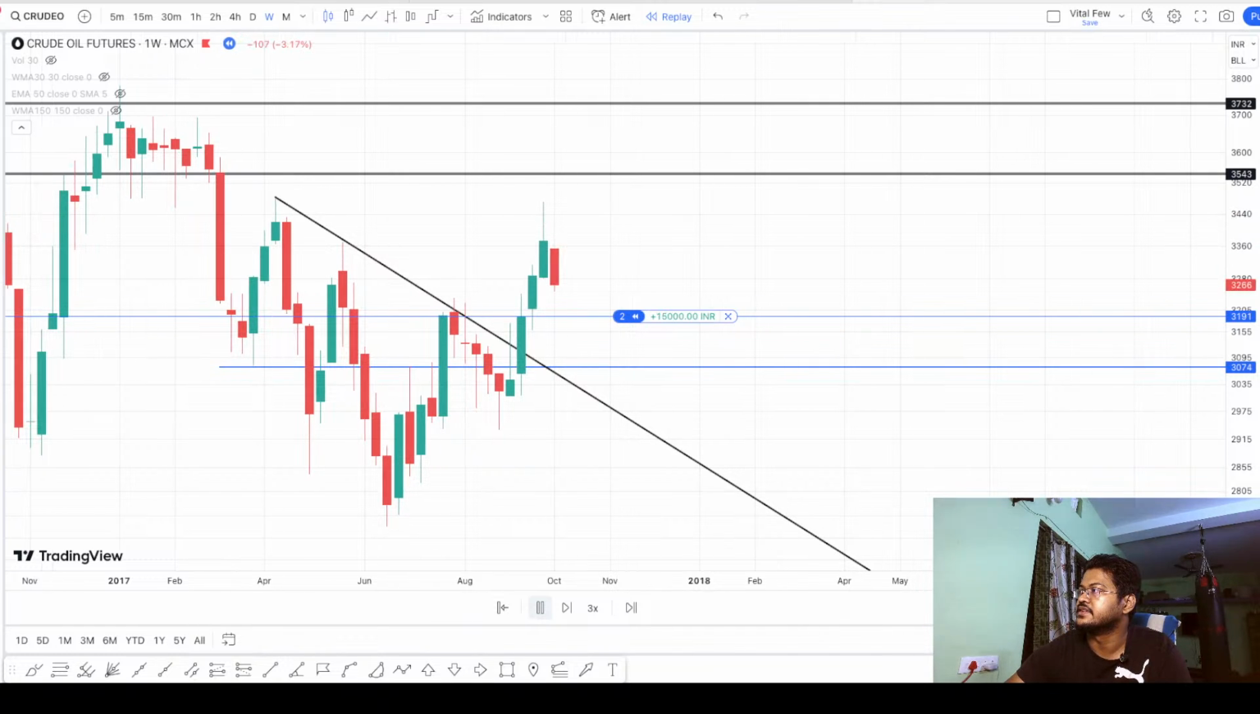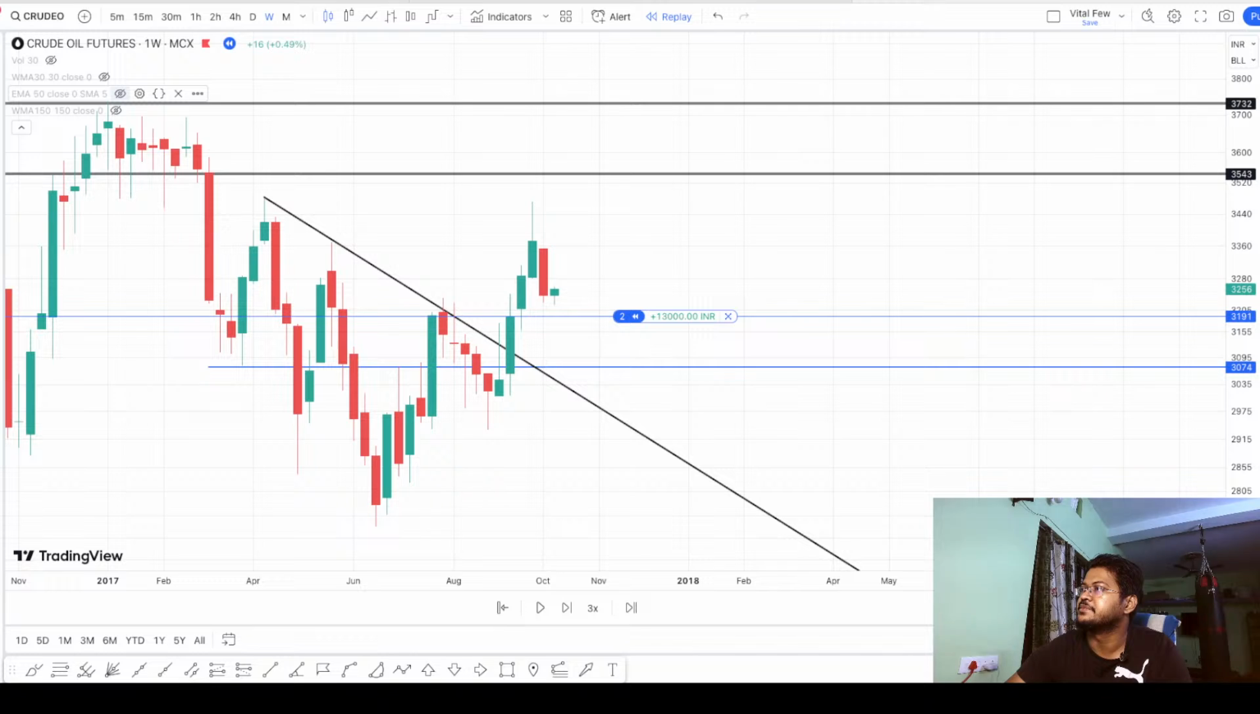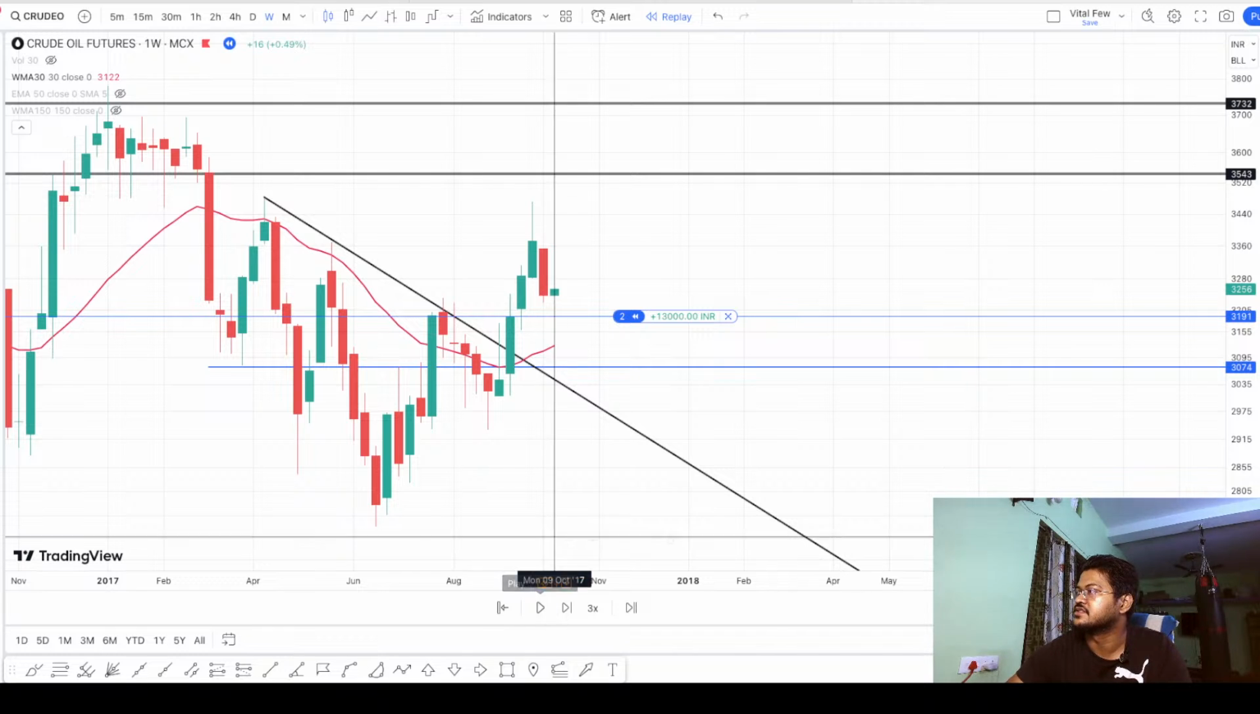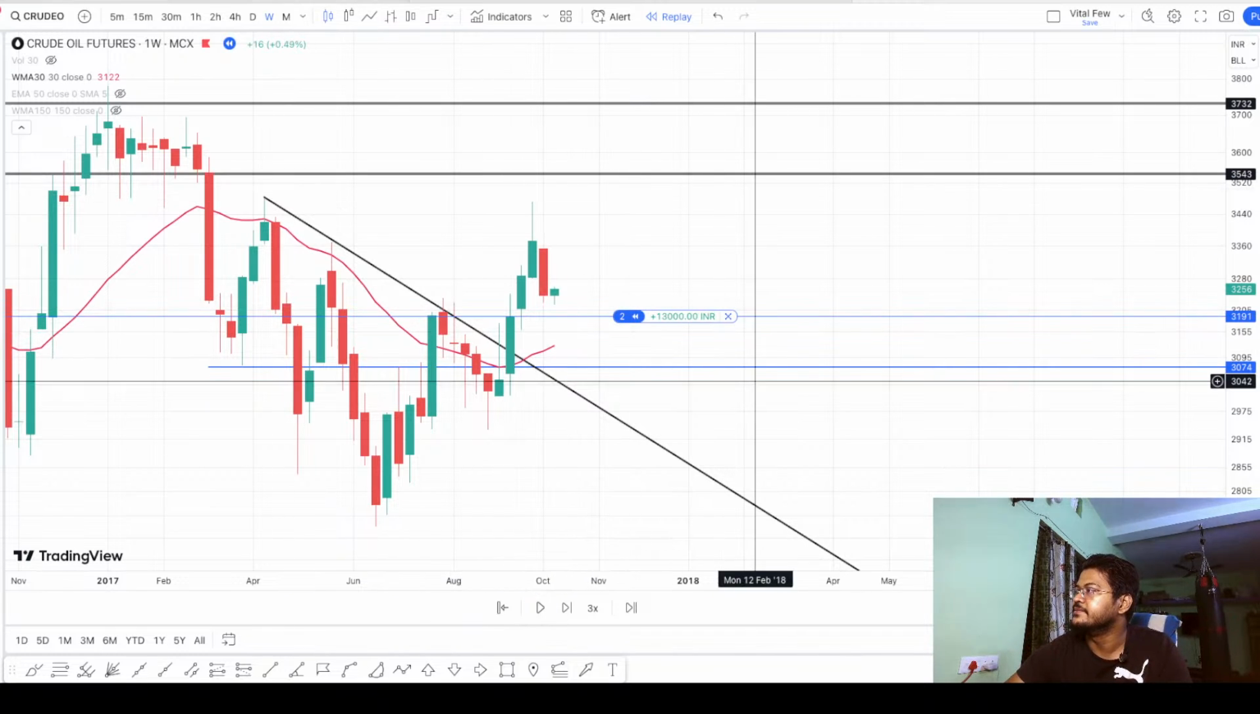Okay, great. Let me pause. Let me enable the 30 period moving average. You can see the 30 period moving average has started turning in the upward direction.